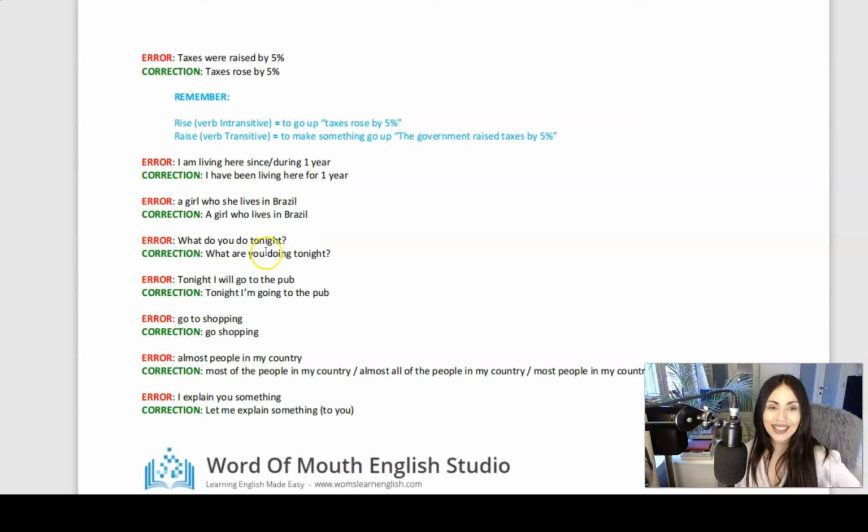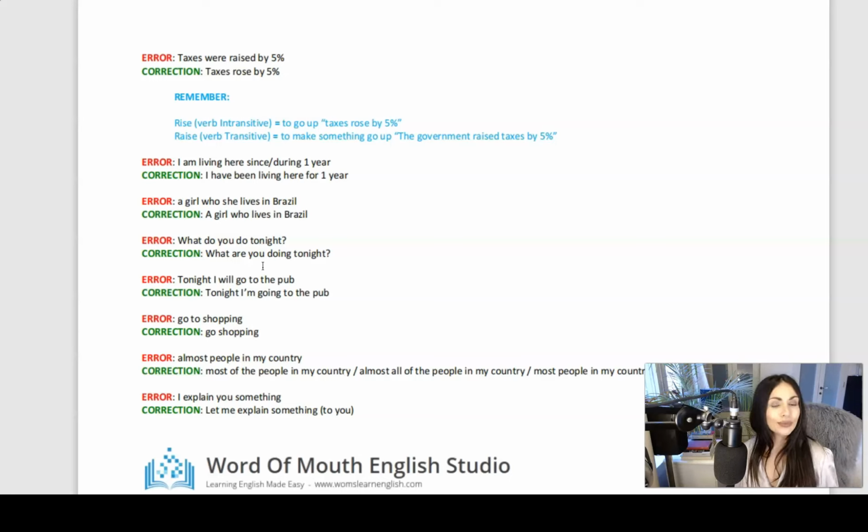As simple as that. You should be using the future continuous or the present continuous. In this case, we are talking about the future. This person is making a future plan or is asking about a future intention. Therefore, we need to use the present continuous. What are you doing tonight? Not what will you do tonight, but use the present continuous for future plans and for future intentions.